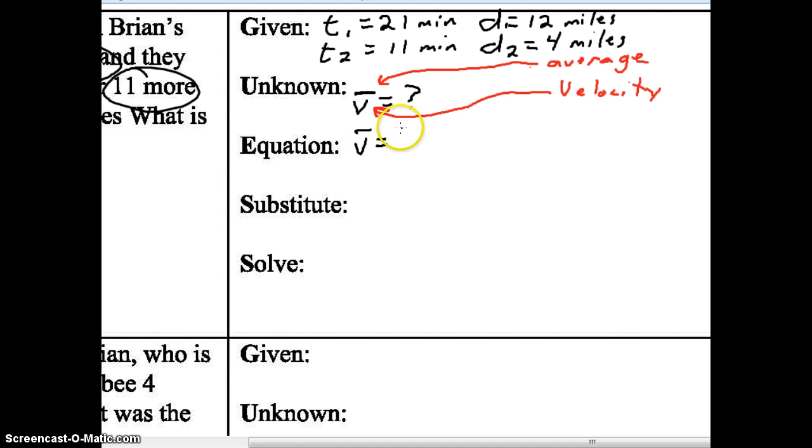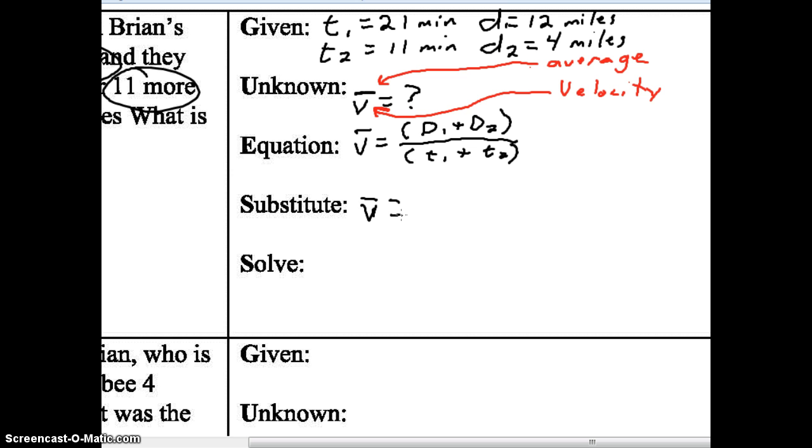V bar equals my distance over time. In this case, there's 2 distances, so I'm going to put distance 1 plus distance 2 on the top. That's total distance divided by my total time, which is time 1 plus time 2. That's my formula for total distance over total time. Now we're going to substitute in. Substitute means I'm going to start putting numbers in where I have these letters, these placeholders.